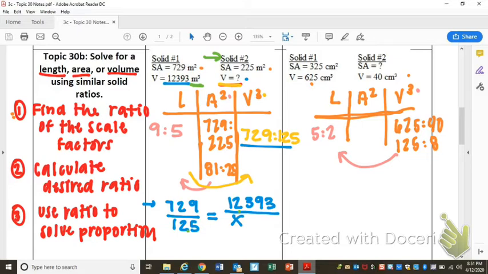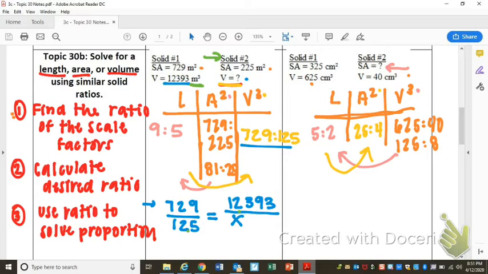So step 1 is done, we got the ratio of the scale factors, but now we need our desired ratio. And we are looking for this missing surface area here. So we want to get the ratio of the areas. So we're going to go forward. Whenever we go forward, we're going to raise to the power of whatever we're ending with. So 5 squared is going to be 25, and 2 squared is going to be 4. So that is our desired ratio.